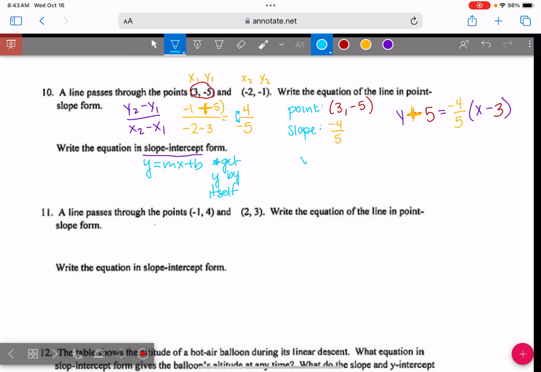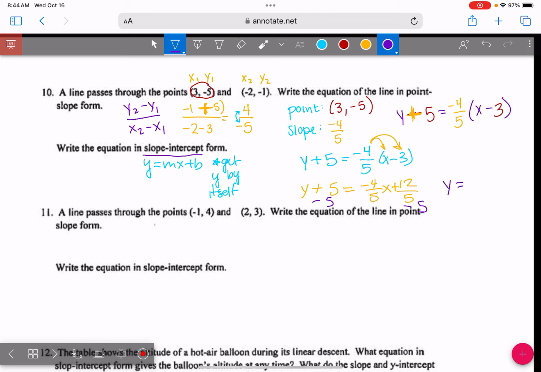Okay, so I'm going to copy my problem down. Okay, I'm going to distribute. So I get y plus 5 equals -4/5 x. And now this is a hard thing to distribute. If we distribute these, -4/5 times 3, you should get a 12/5. And it's a positive. Now from here, my last step is to subtract 5 from both sides.